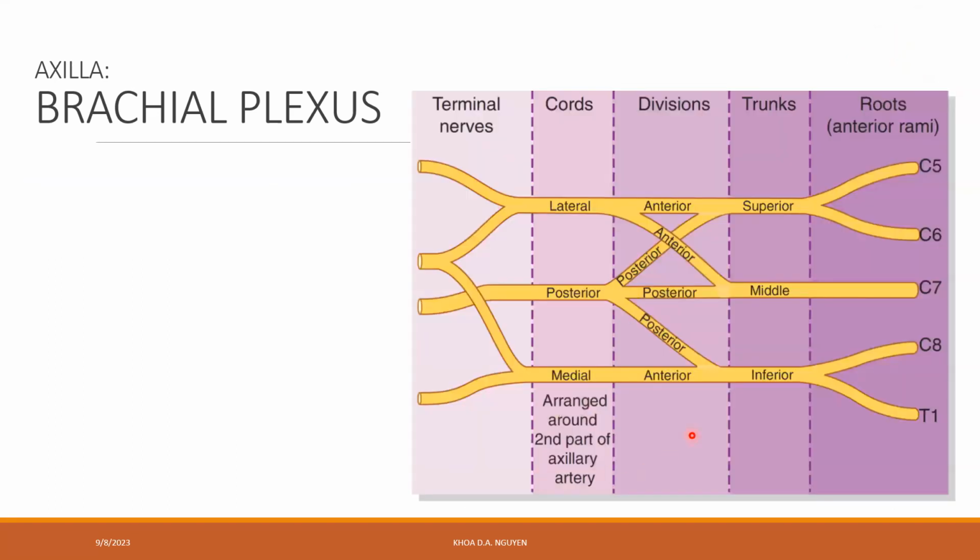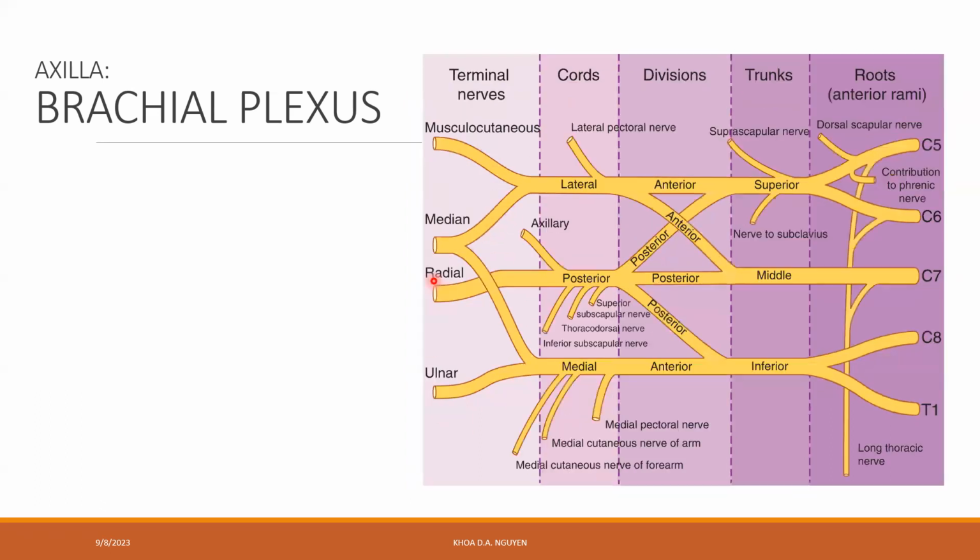Here is a schematic of everything that we have talked about so far. You have roots, which are the anterior rami from C5 to T1. You have the three trunks. You have the six divisions. You have the three cords, which are arranged around the second part of the axillary artery. And then you have the terminal branches, which are these five right here.